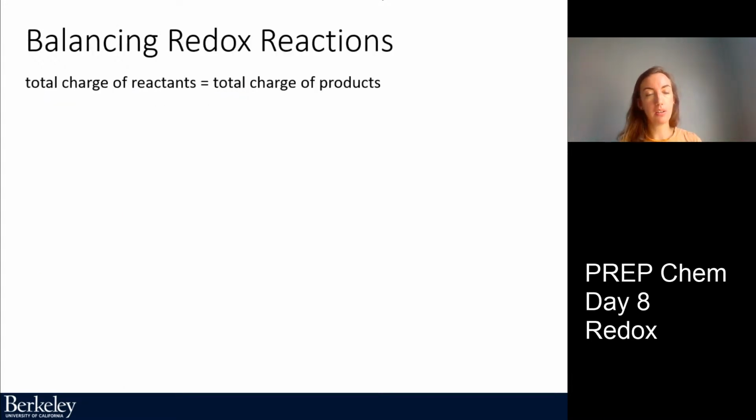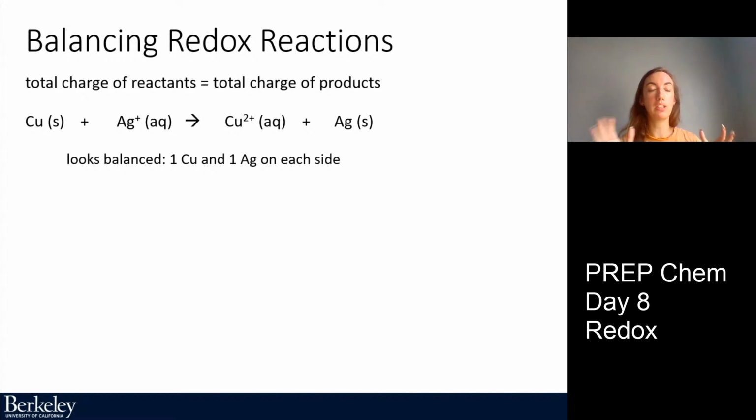Okay, so back to balancing redox reactions. We haven't talked about charge, so we do still always need to balance the atoms on each side, but we also need to balance the charge. So if I look at this example reaction, it looks balanced, right? There's 1 copper on each side, and there's 1 silver on each side. Ag is silver. So my atoms are balanced.